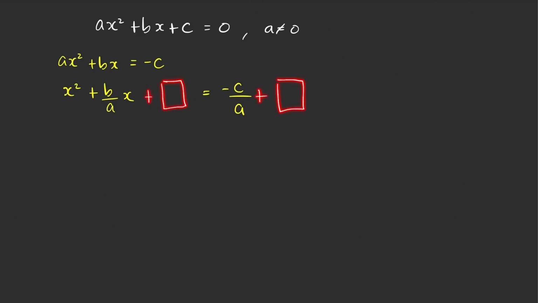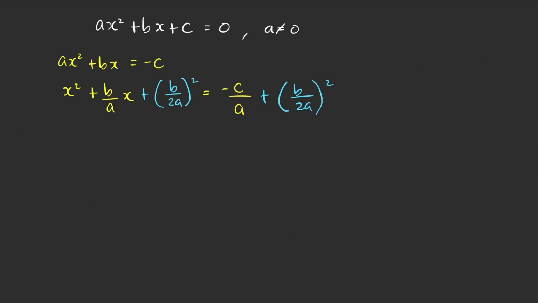And how do we find that constant? That is very easy. We just have to divide the coefficient of x by 2. So you divide this by 2, and then you square it. Whatever the result here, you square it. And that is, of course, b over 2a. So that is half of b over a quantity squared. And we have to add that to both sides of this equation.